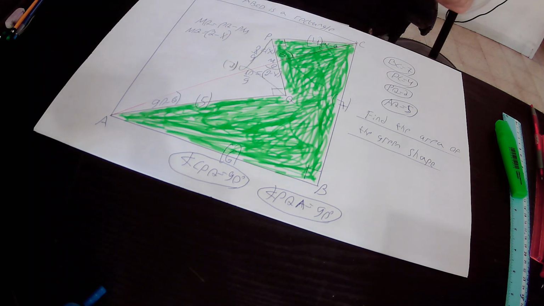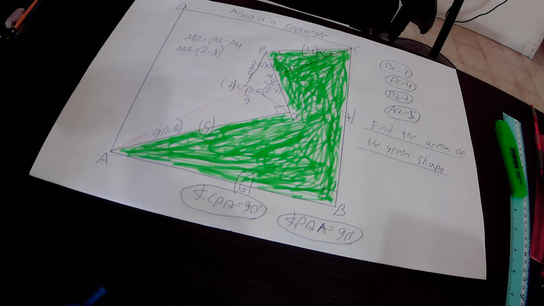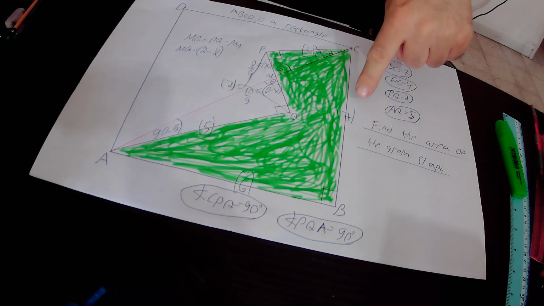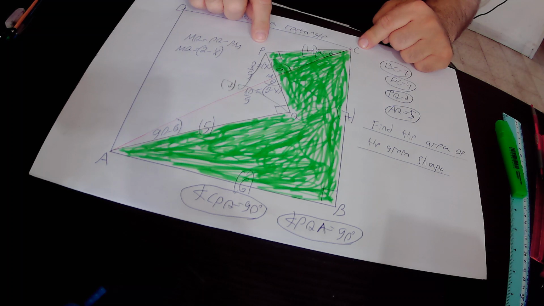Our mission in the second question is to find out the area of this green shape. So in the drawing we have rectangle ABCD. We know that side CB of rectangle ABCD equals 7 units in length. In addition, inside rectangle ABCD we have side CP that equals 4 units in length.